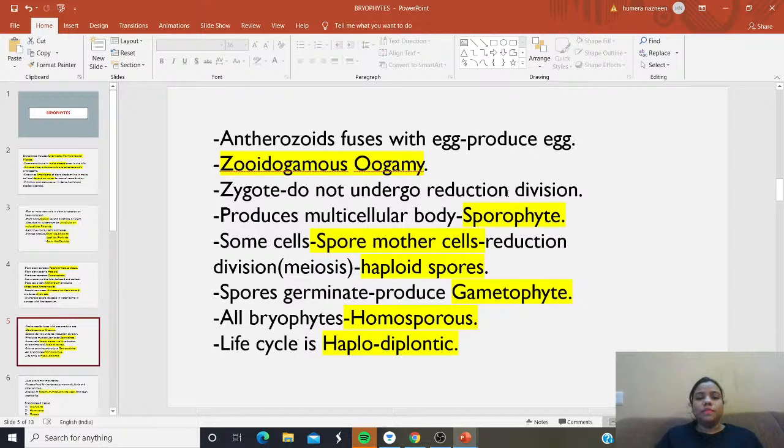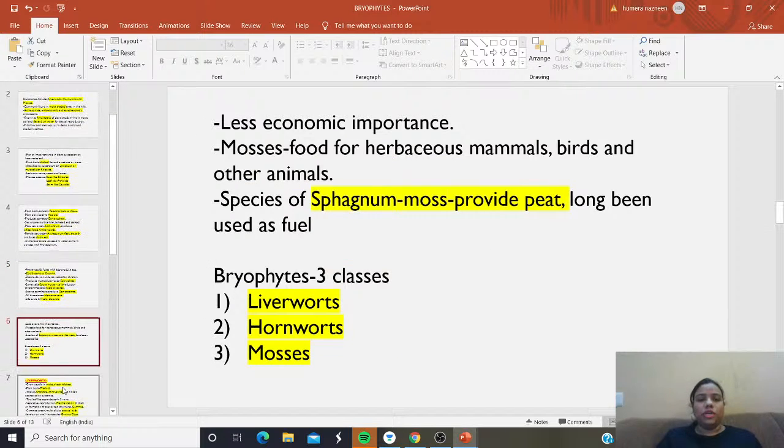But it produces a multicellular body which is called the sporophyte. And again some cells become spore mother cells. These spore mother cells undergo reduction division, which is called meiosis. And finally, haploid spores are produced. Then these spores germinate and finally produce the gametophyte. All bryophytes are homosporous. And how is the life cycle in bryophytes? It is haplodiplontic.